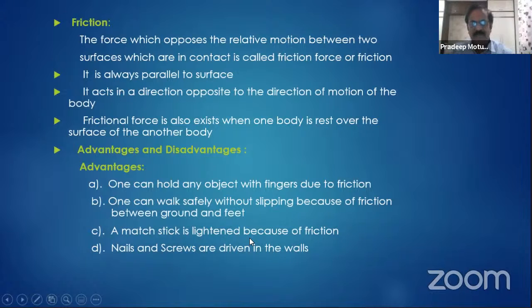A matchstick is lighted because of friction. Suppose you are lighting the matchstick, then what you do is rub it with the stick, and it will light. Nails and screws are driven into walls. Suppose you drive the nails, there should be friction present between the wall and the nail. These are only some examples. There are so many in our daily life situations.